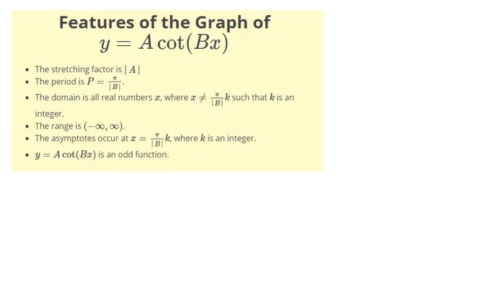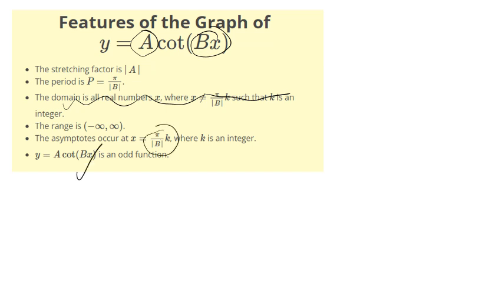Next, similar for cotangent. When we have the a out here, it's affecting the y value. The b in here is affecting our x value and thus affecting our period. We know our period is pi over absolute value of b, because cotangent has a period of pi. Really don't care about the domain. I just know it does have vertical asymptotes. Range, minus infinity to infinity. Here's where the asymptotes occur.